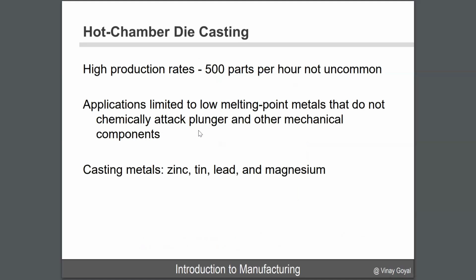So what is the advantage of this approach? High production rates. You can make a lot of parts per hour, and that's pretty amazing. Applications are not just limited to low melting point temperatures, but you can also look at higher temperature applications. You can cast stuff like zinc, tin, lead, and magnesium. So that's very nice. I don't know if you know, but zinc, tin, lead, and magnesium have very low melting points, so that's why this approach is very nice for that.